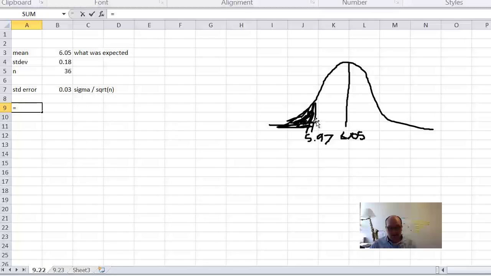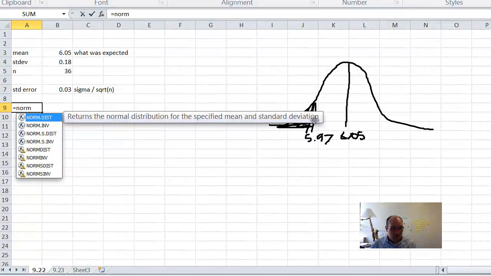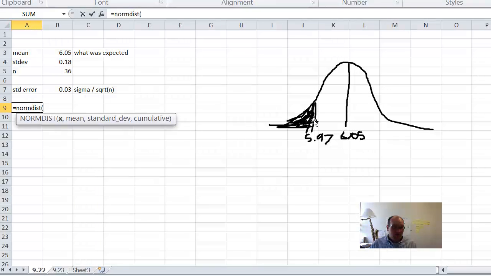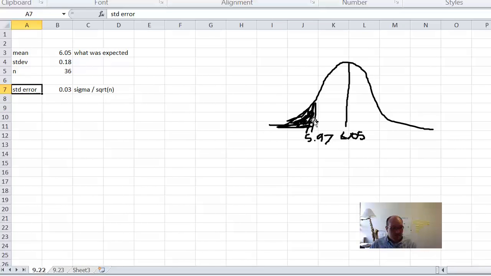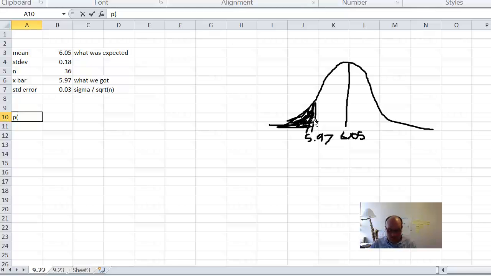So this is the left-hand side, so we just use the norm dist, where x is what we got. Oh, I don't have that written down anywhere. So we put that right here. This is what we call x bar. This is what we got, 5.97. All right, so now let's do it. So we're really trying to find the probability of an x bar less than 5.97, given this distribution that we drew over here.